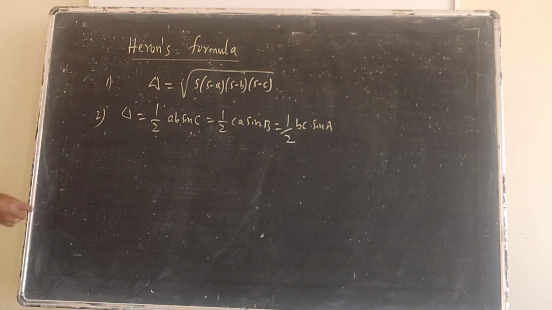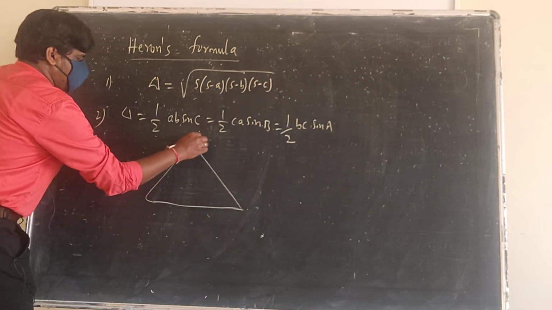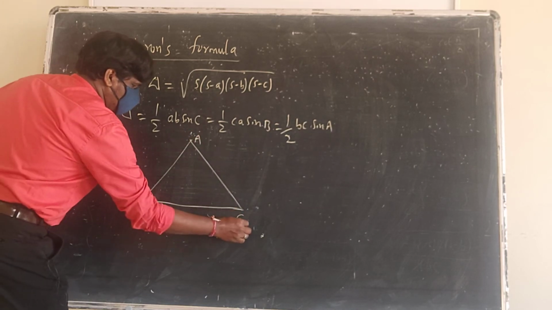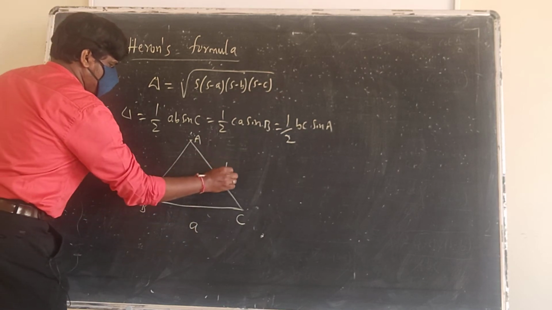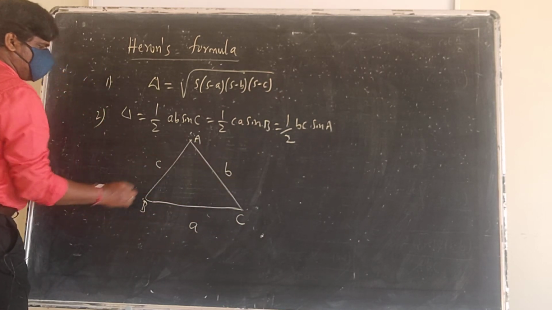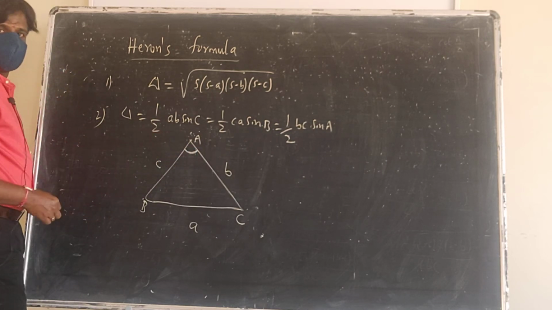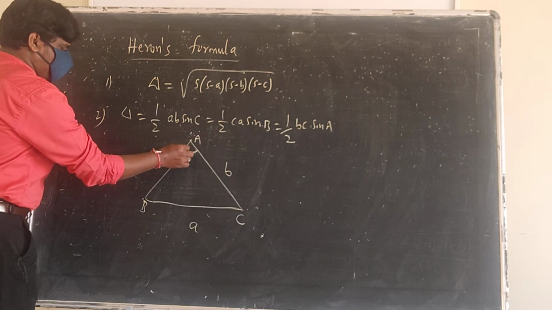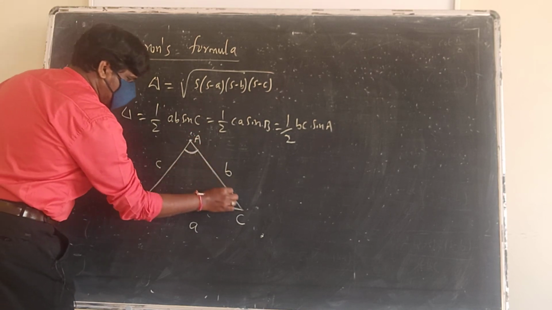Area of the triangle है ना, मैं बताता हूँ. एक triangle है, this is one triangle. You have A, B, C. A opposite is small a, B opposite is small b, C opposite is small c. अच्छा, एंगल के बीच में क्या होता है? ये एंगल होता है.